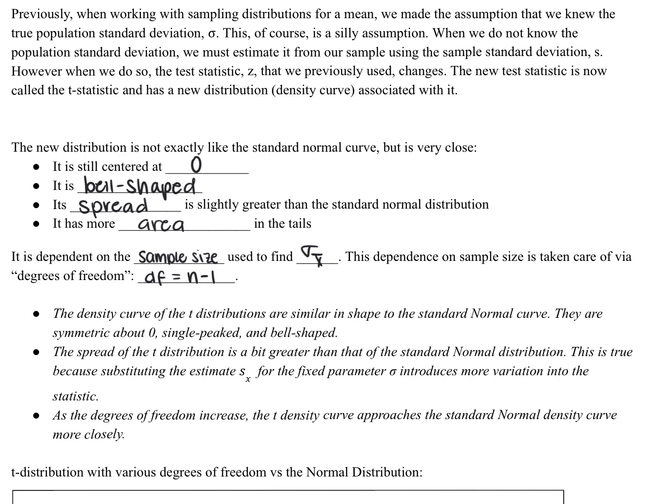So it's going to be a very important concept for a lot of what we do in Chapter 7: degrees of freedom. What we have next here is basically a summary of everything. The density curve of the T distribution is similar to the standard normal curve: still symmetric about 0, still bell-shaped with a single peak. But the spread is a bit greater, because you're using your sample standard deviation for a fixed parameter, which introduces more variation. And as your degrees of freedom increase, the density curve gets closer to the standard normal curve.